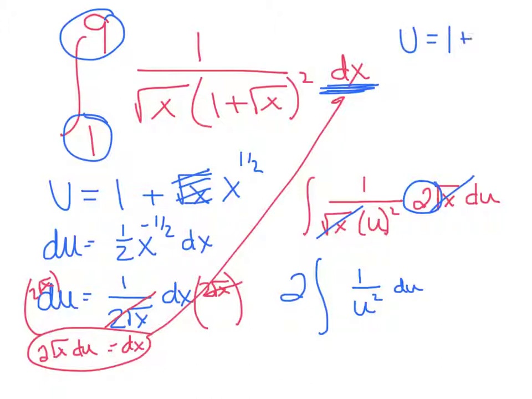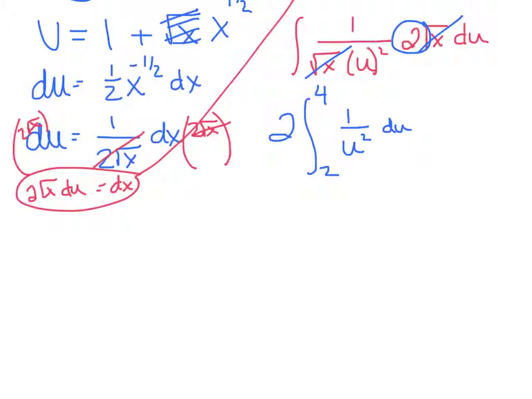U equals 1 plus the square root of x. If x is 9, I get 1 plus 3, so I get an upper bound of 4. If x is 1, I get 1 plus 1, I get a lower bound of 2. All right, nice little term to integrate. Again, I'm going to call this u to the negative 2. So I get u to the add 1 is negative 1 divided by 1 from 2 to 4.